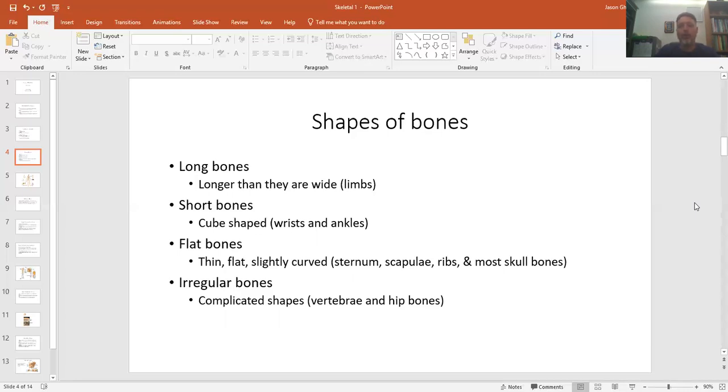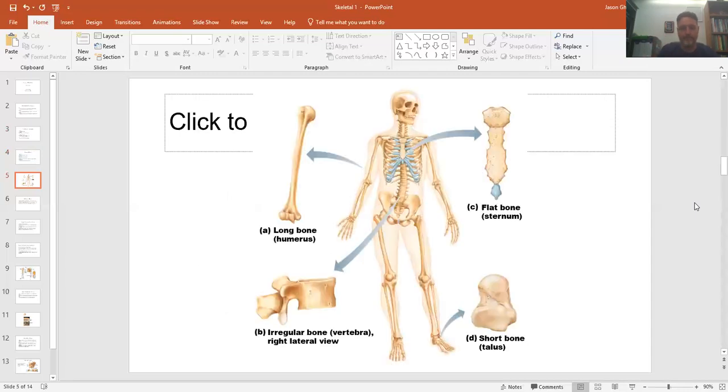Again, long bones are not necessarily long. They're just longer than they are wide. All right. Again, think of that finger. It's not very long, but it's longer than it is wide. Excuse me there. Again, here's some pictures of them. Long bone, flat bone, short bone, and an irregular bone.